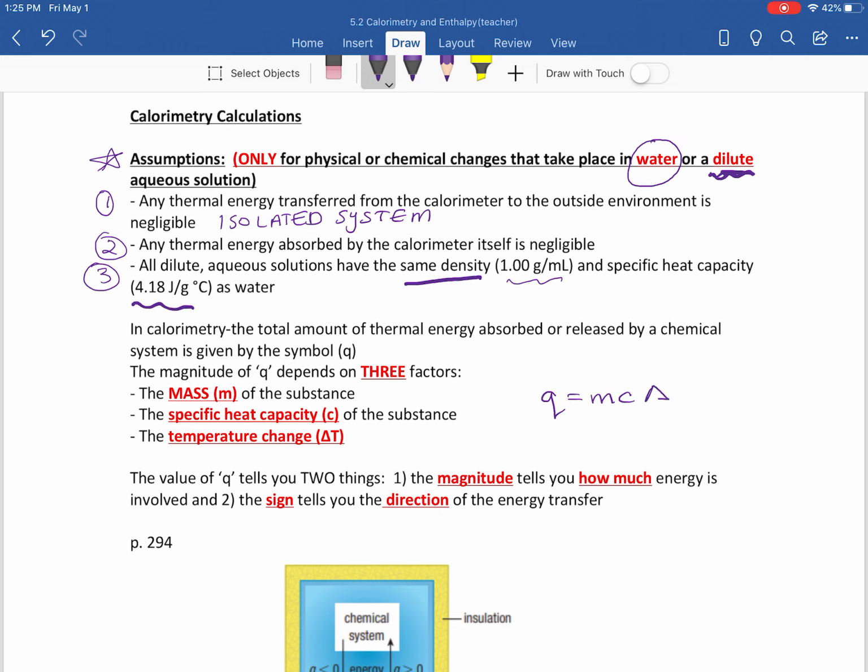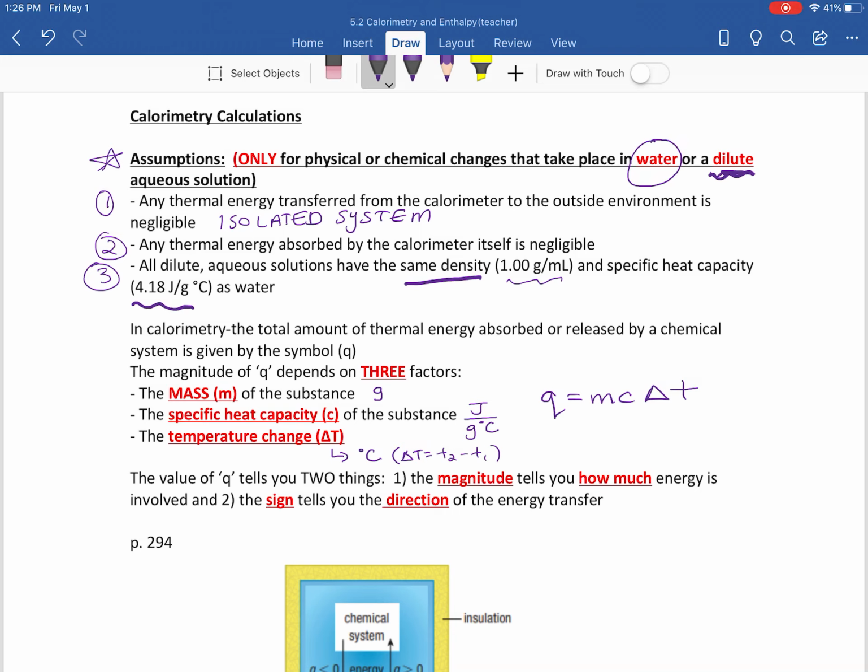And I'm going to put a formula here. Q equals mc delta T. Okay? And Q in this situation is the amount of thermal energy that is transferred, whether that's absorbed or released. So don't forget, the mass of my substance is measured in grams. My specific heat capacity is measured in joules per gram degree Celsius. And lastly, my temperature change is in degrees Celsius. Okay? And don't forget, I'm not trying to insult anybody, but delta T equals T2 minus T1, just in case you forgot.